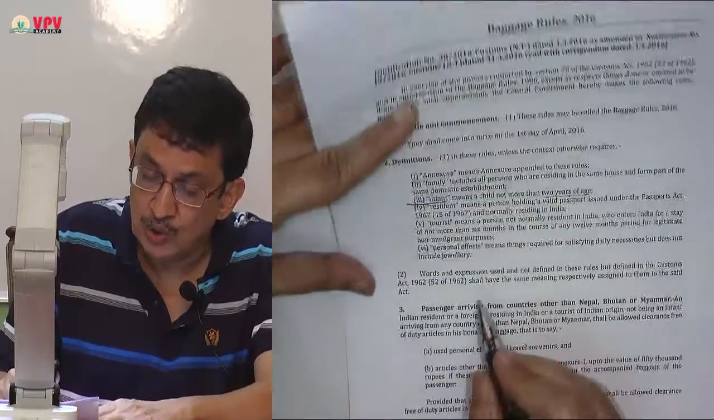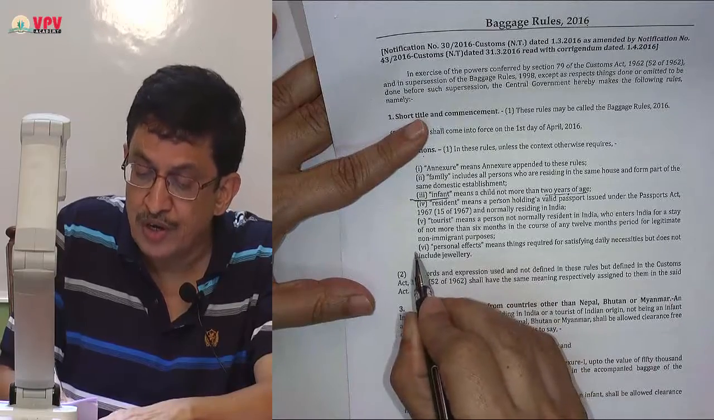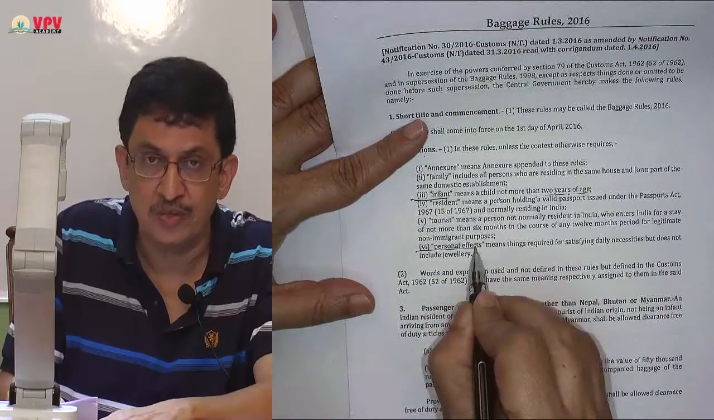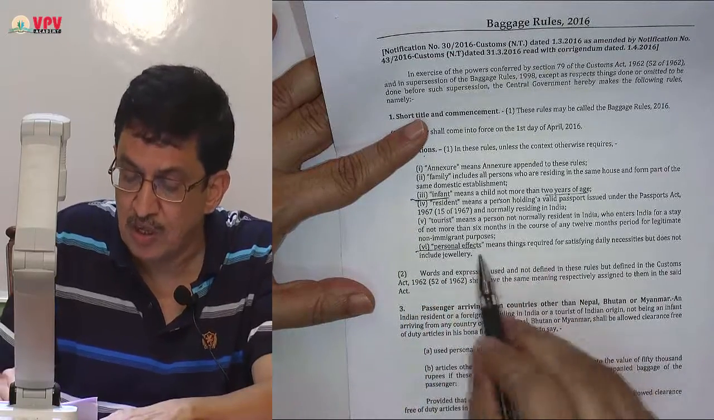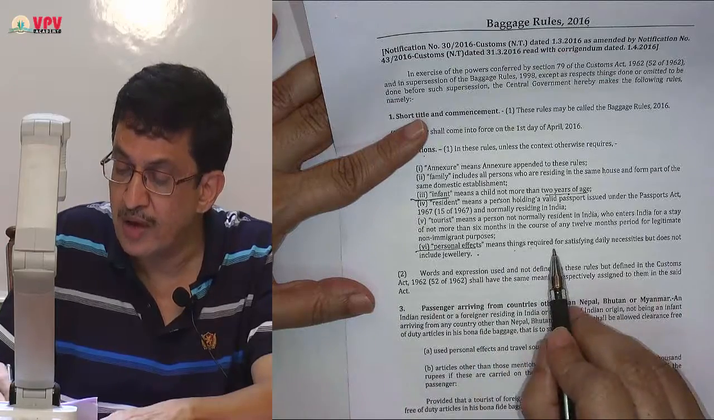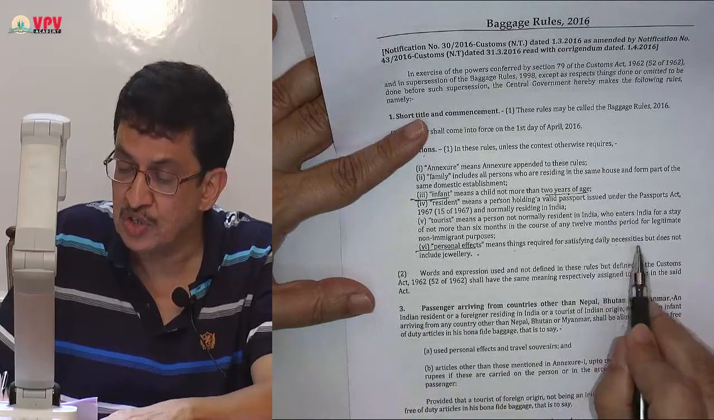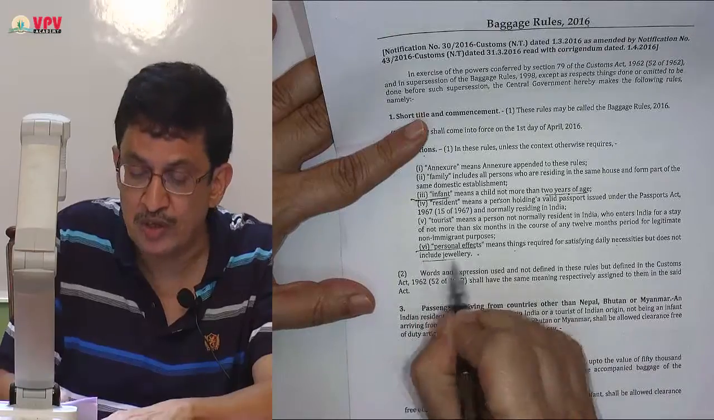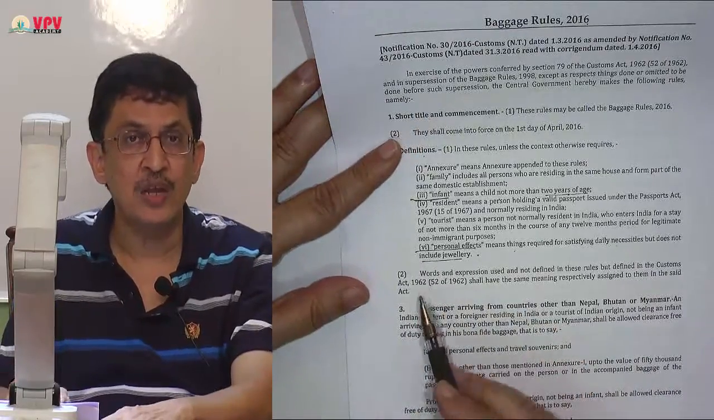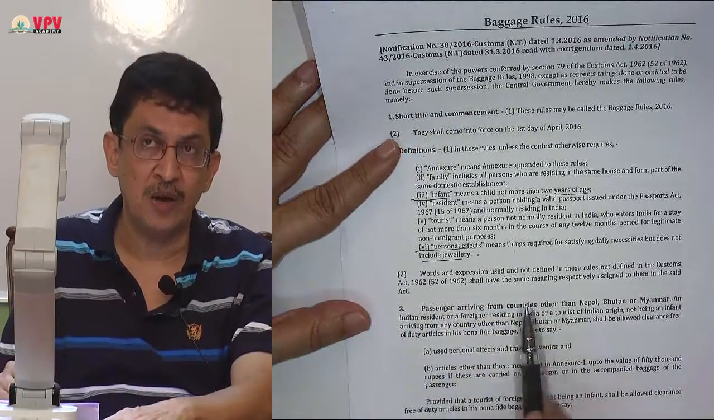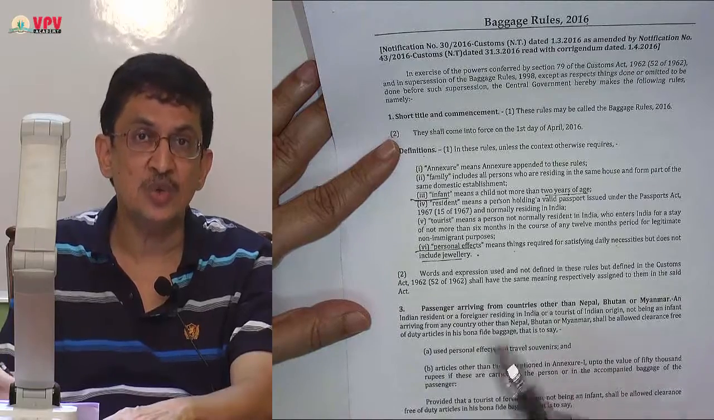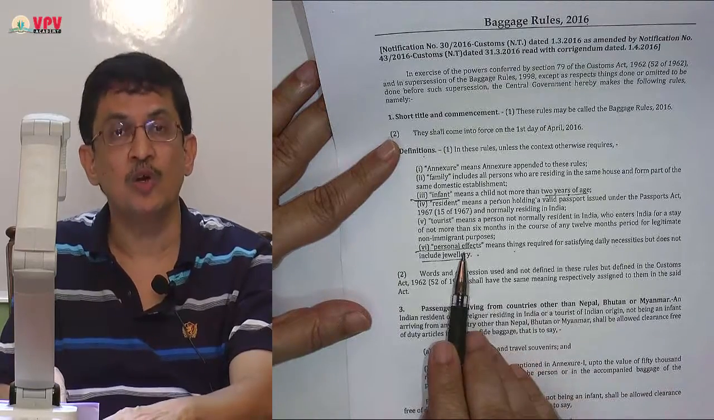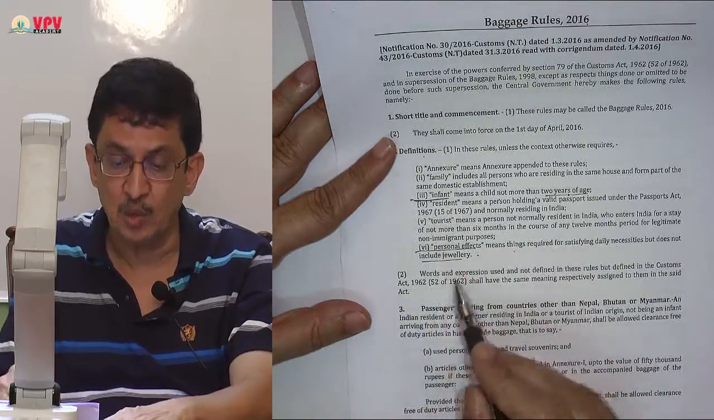And also once you read the definition of personal effects. What do you mean by personal effects? Personal effect means things required for satisfying daily necessities but does not include jewelry. Point blank clear, jewelry cannot be a personal effect, but otherwise the goods you use for daily necessities are what we call personal effects. These are the two definitions.